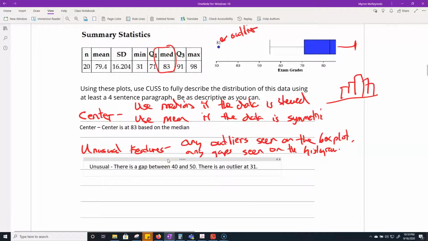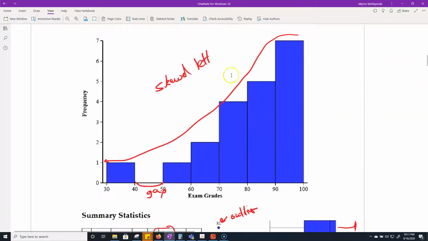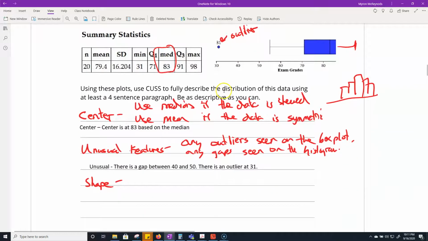All right. The next one is shape. The next S is shape. And for shape, you just say what shape it is up here: if it's skewed left, skewed right, or symmetrical. This one was skewed left. Remember the little skier man would go down to the left. That is skewed left, and that's really all you have to say about the shape. It is skewed left.